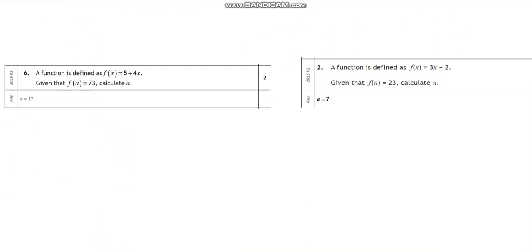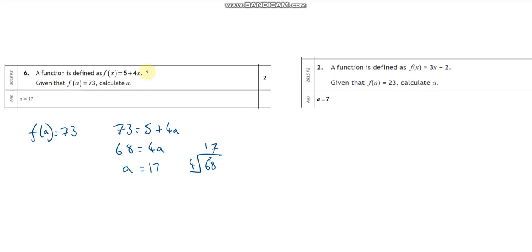So if f of a is 73, calculate a. Okay, well if f of a is 73, that means that 73 has to be equal to 5 plus 4a. I'm substituting a into the function. So I'll take away 5 from both sides, so that's 68 is equal to 4a, and then I'll just divide both sides by 4. Do a little chimney sum, don't be shy. There we go, and that'll be 17, so a is equal to 17.